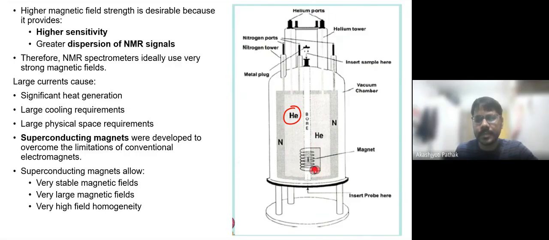Another important thing about superconducting magnets is that they can produce very stable magnetic fields. They can produce very large magnetic fields, and they can produce very homogeneous magnetic fields. Throughout your sample, the magnetic field should be homogeneous if you want a uniform signal. So why do we require higher magnetic field strength in NMR? It is desirable because with an increase in magnetic field, we get higher sensitivity, and we also get greater dispersion of NMR signals. These concepts we had learned in week one itself.